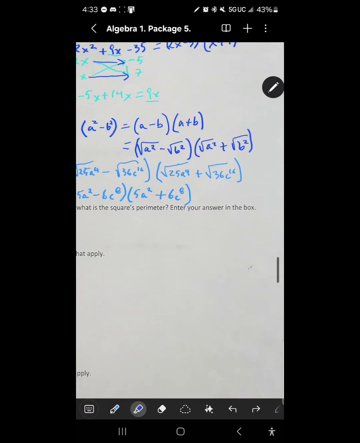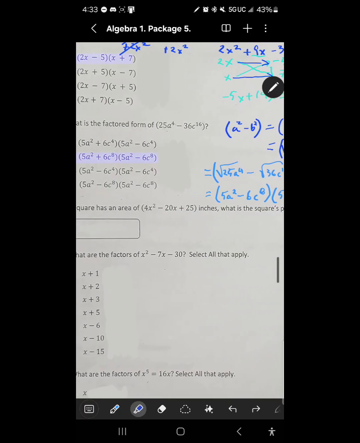Now let's see here. A square has an area, this is the area. What is the square's perimeter? Enter your answer in the box. So we need to find the zeros.